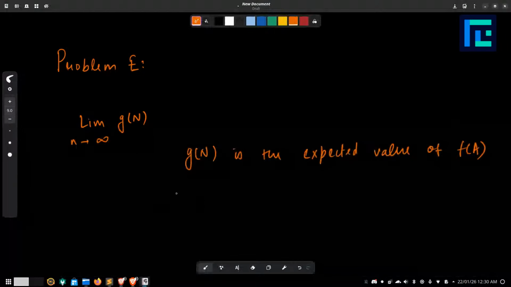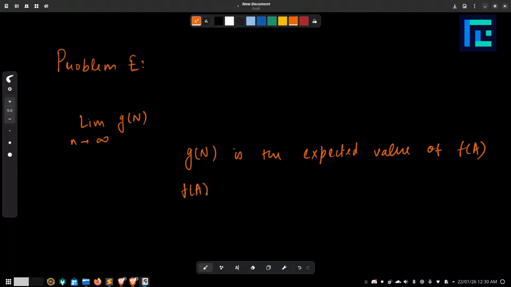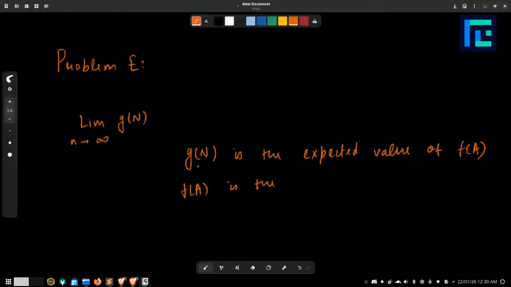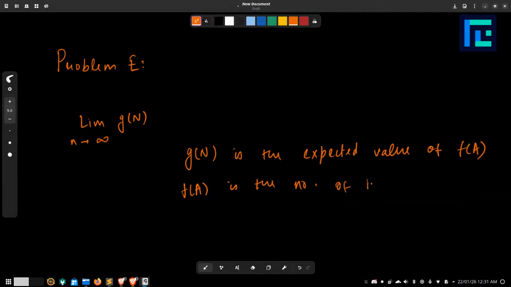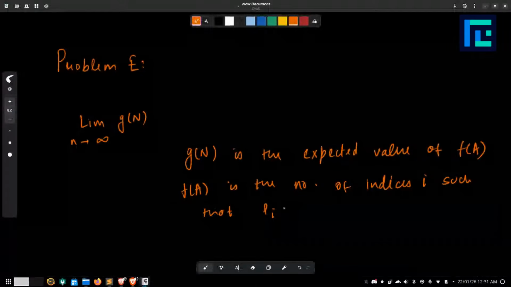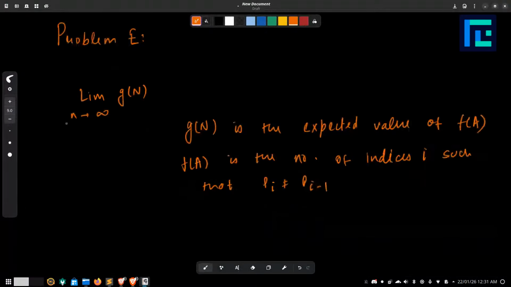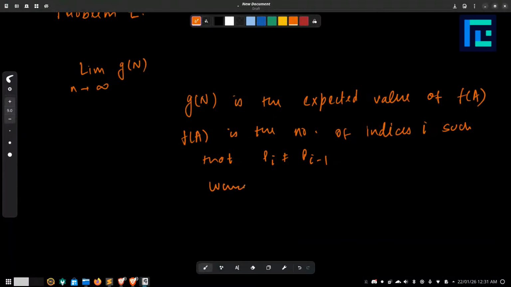And what is f of a? F of a is the number of indices i such that Pi is not equal to Pi minus 1, where Pi is equal to the GCD of a1, a2 till ai. So basically let me first explain f of a to you.